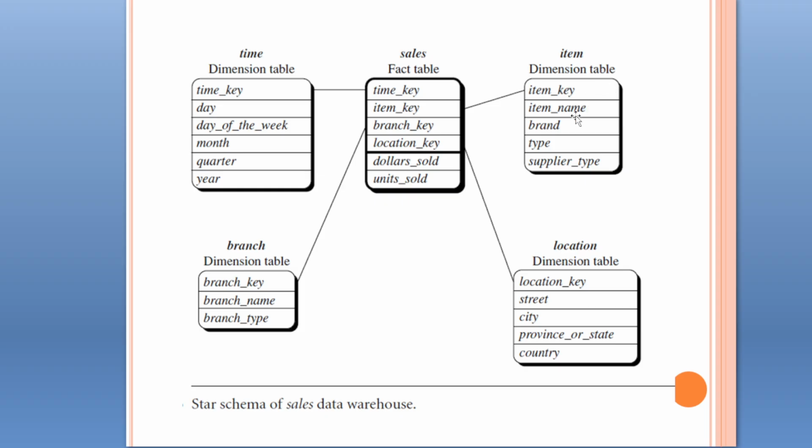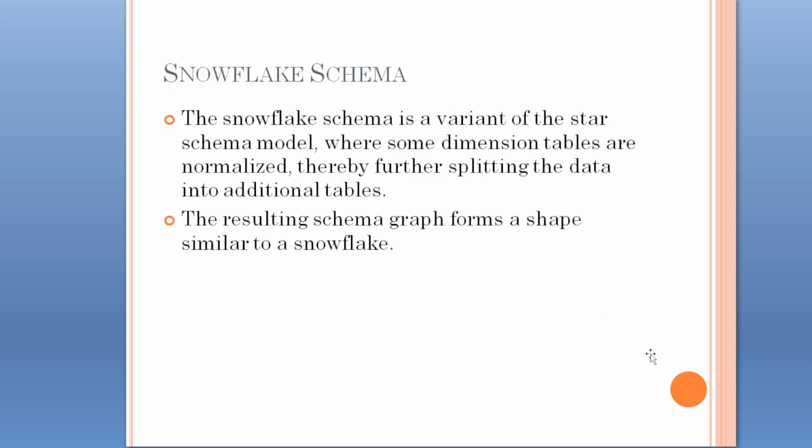These different key attributes are present also in the fact table, but there they are foreign keys. So these attributes like time key, branch key, item key, location key help these dimension tables to connect with the fact table. The next schema is the snowflake schema.